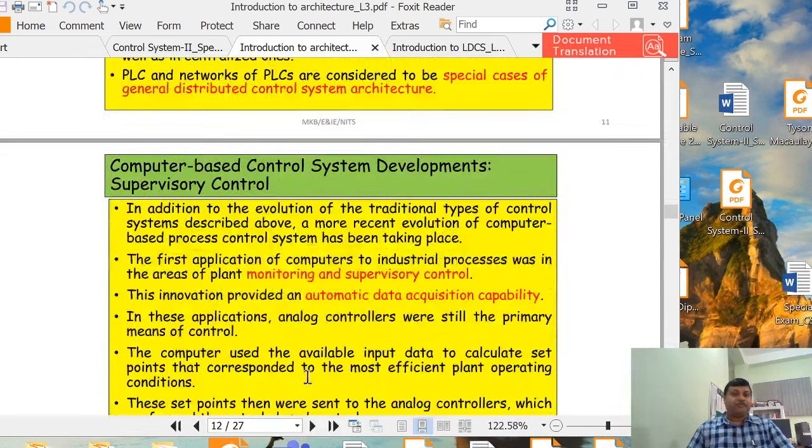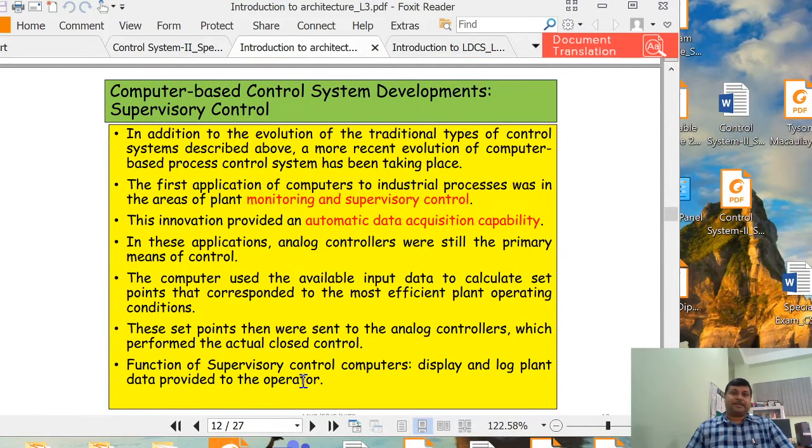Now, computer-based control system developments went to the supervisory control level. In addition to the evolution of the traditional type of control system described above, a more recent evolution of computer-based process control systems has been taking place. The first application of computers to industrial processes was in the areas of plant monitoring and supervisory control, which we have already discussed when we discussed the hierarchy of control. This innovation provided an automatic data acquisition capability.